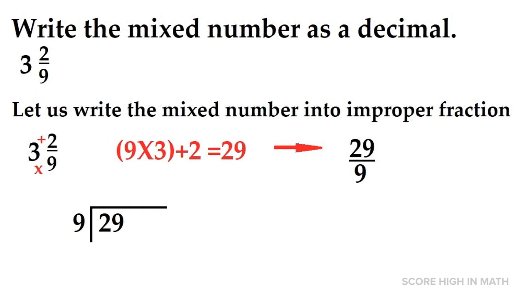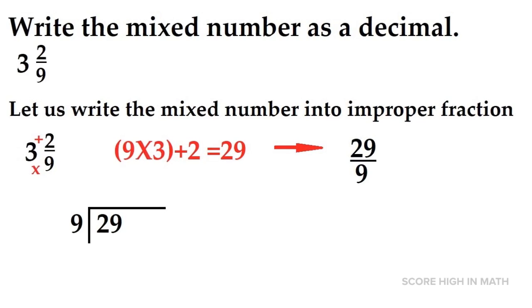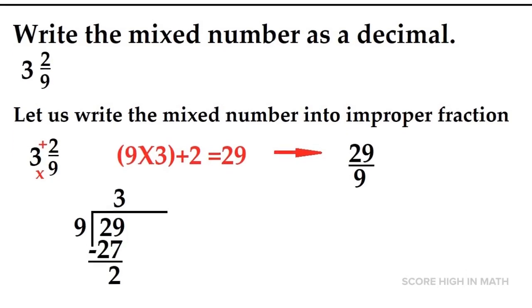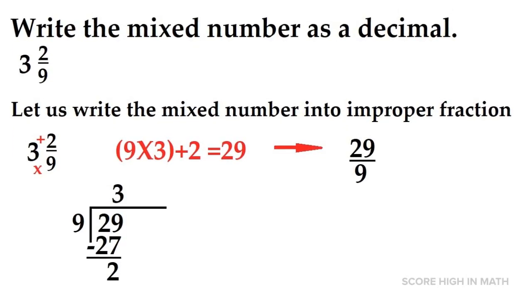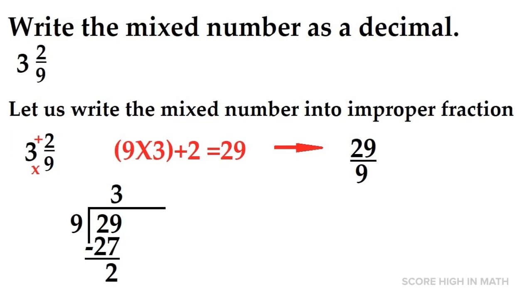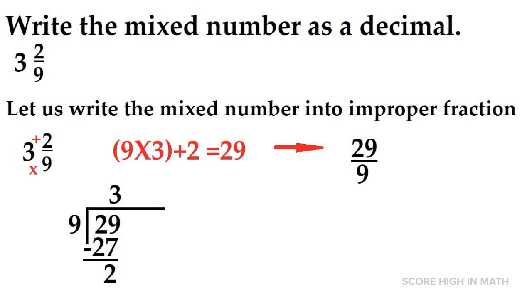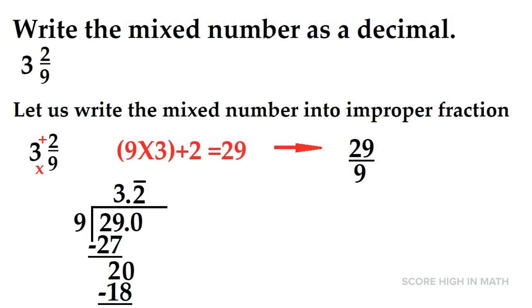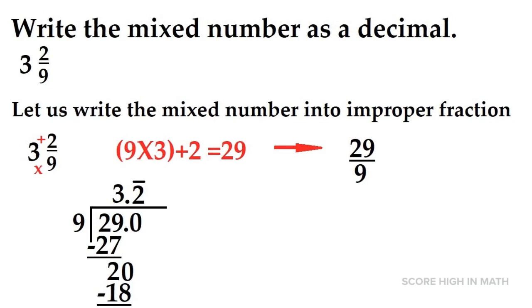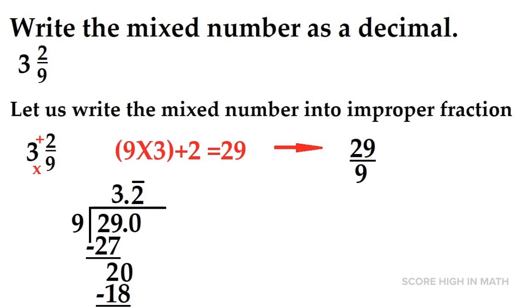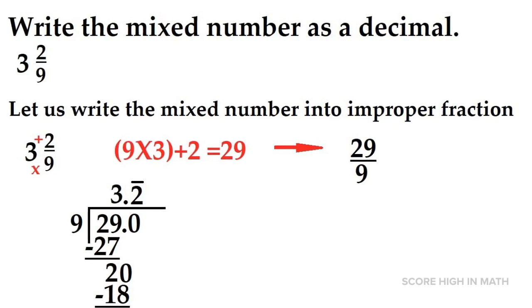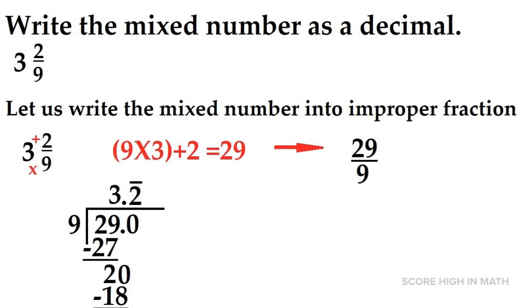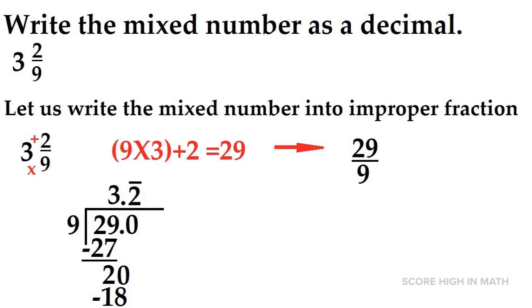You can easily solve this problem using your calculator. But let me show you how to do it in the long way. How many 9 in 29? There are 3. So, 3 times 9 is 27. 29 minus 27 is 2. We are going to add 0 on 2 to make it 20 and place a decimal point after 3 on the quotient. So, how many 9 in 20? There's 2. 2 times 9 is 18. 20 minus 18 is 2.